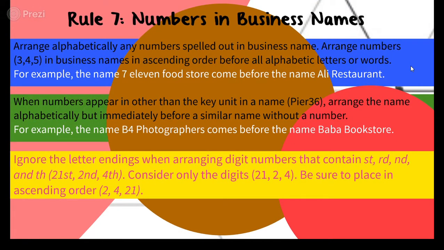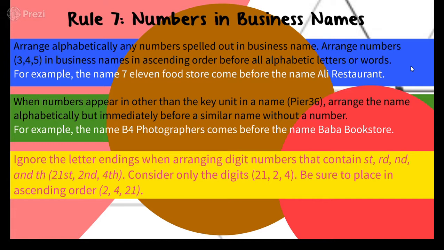Rule number 7, numbers in business names. Arrange alphabetically any numbers spelled out in a business name. Arrange numbers such as 3, 4, 5 in business names in ascending order before all alphabetic letters or words. For example, the name 7-Eleven food store comes before the name Ali restaurant. Why? Because we have to arrange numbers first.